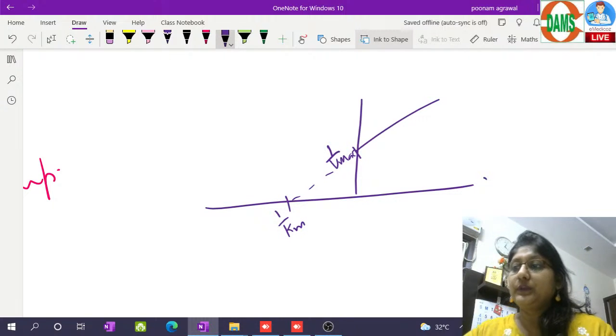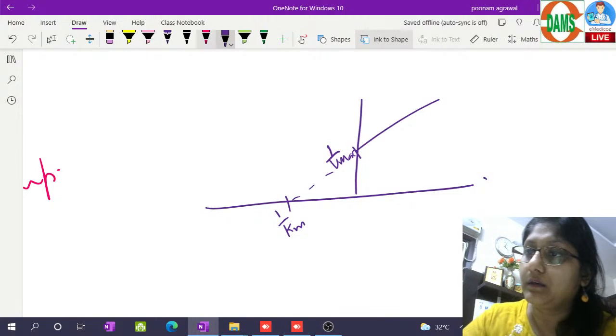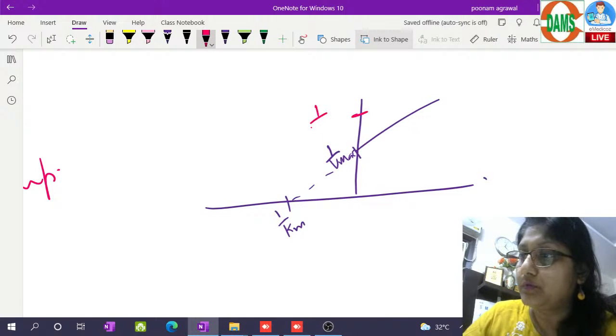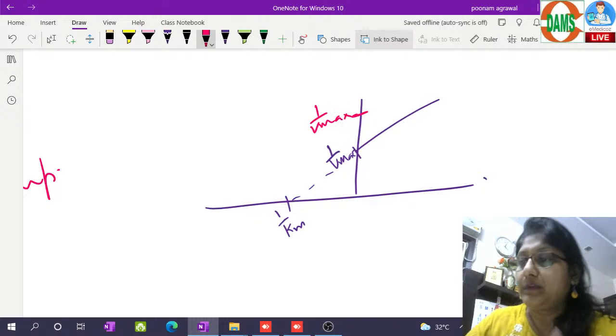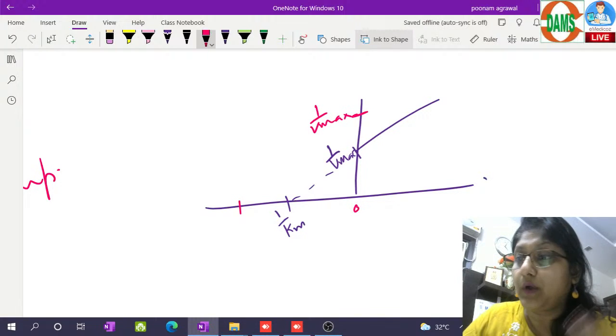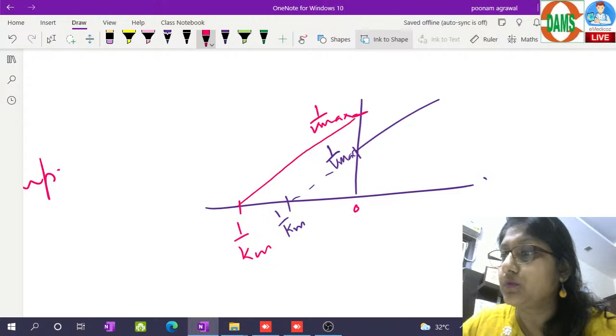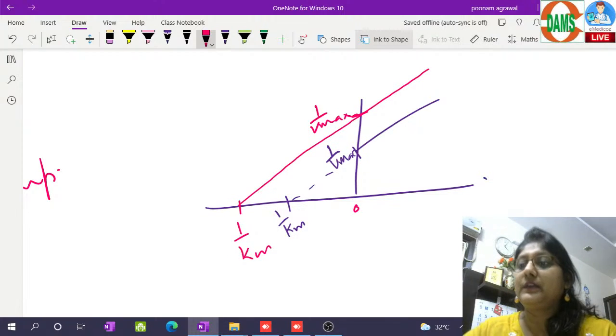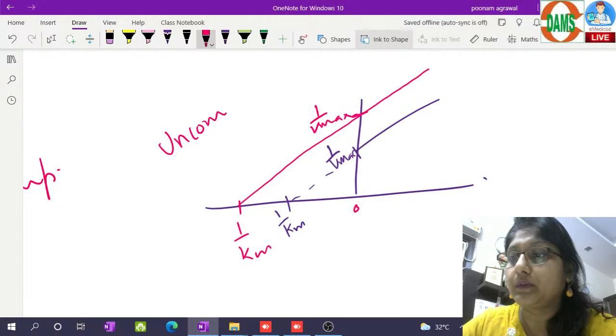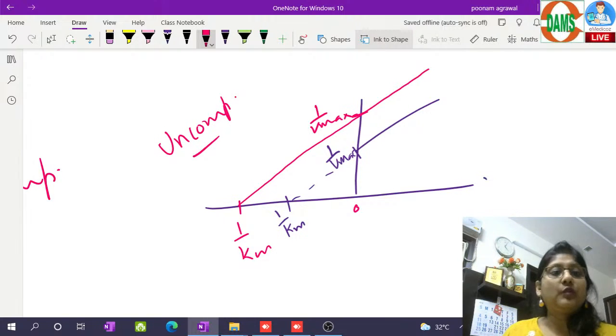With an uncompetitive inhibitor, both are declining. Vmax is declining, so 1 by Vmax shows a higher value. Km is declining, so 1 by Km shows a higher value from this 0. When these two dots are merged, you get an almost parallel line. This is uncompetitive inhibition. Now it becomes easy.